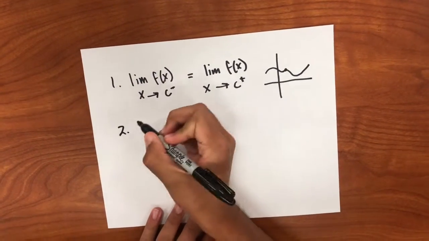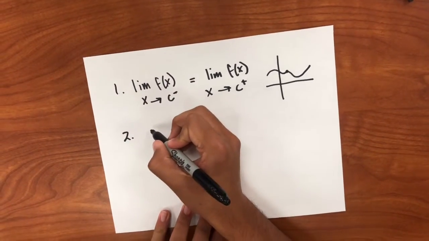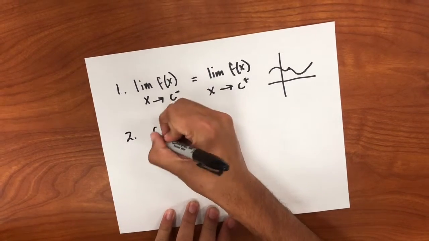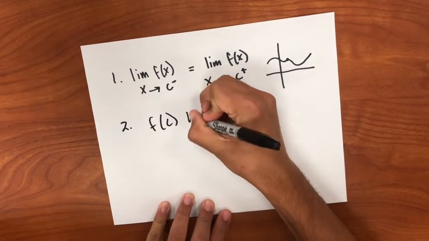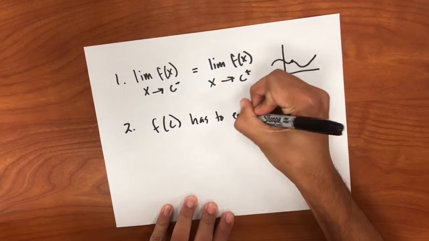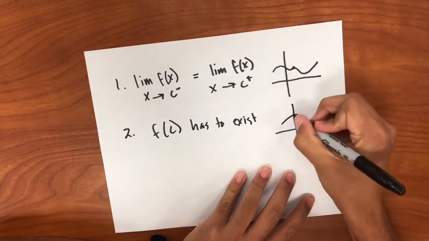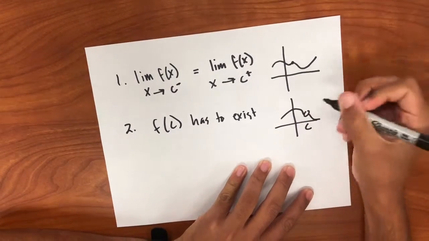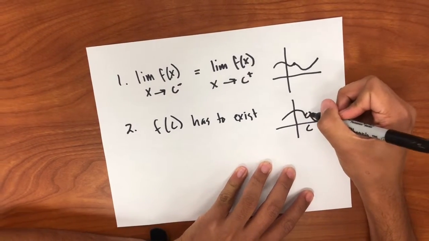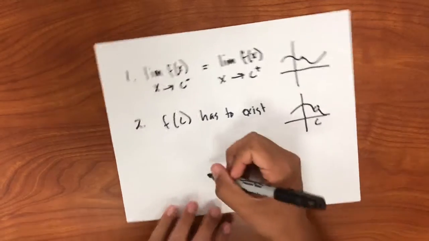The second condition is that the point f of c has to exist. So for example, if you have a function with a hole at c, that function will not be continuous because f of c does not exist.